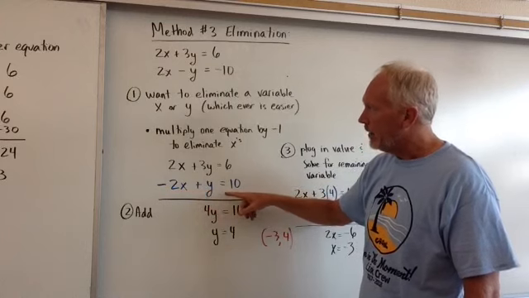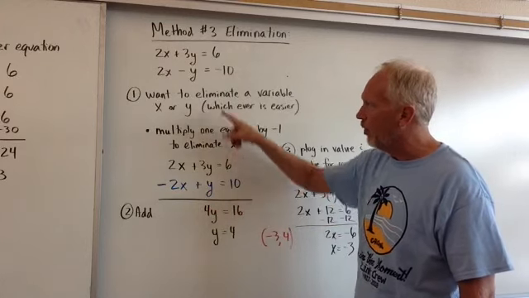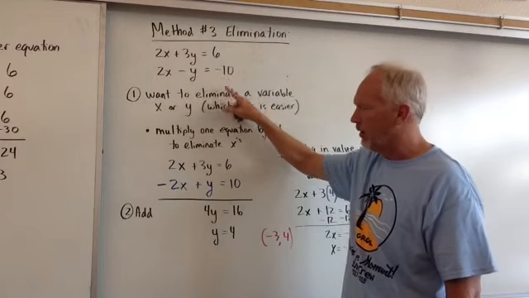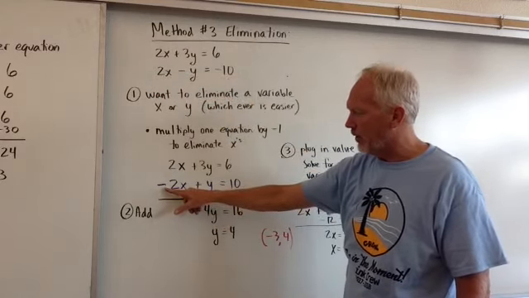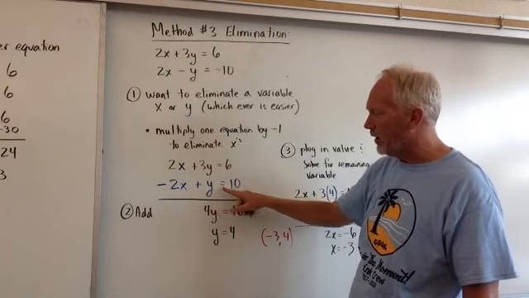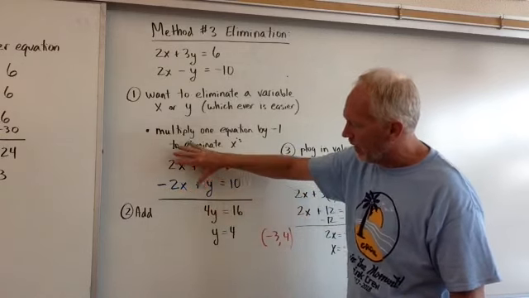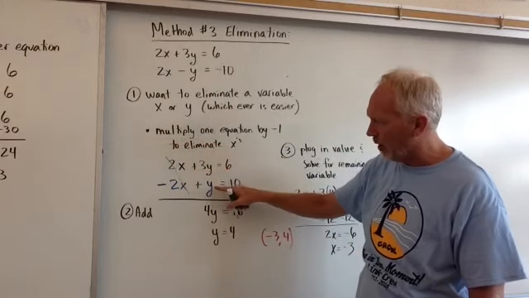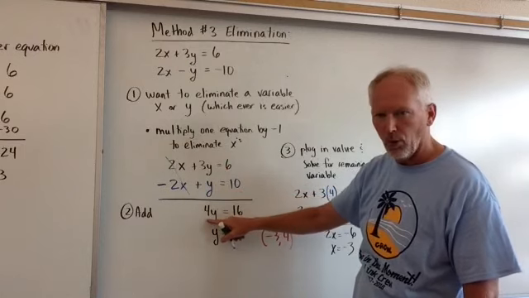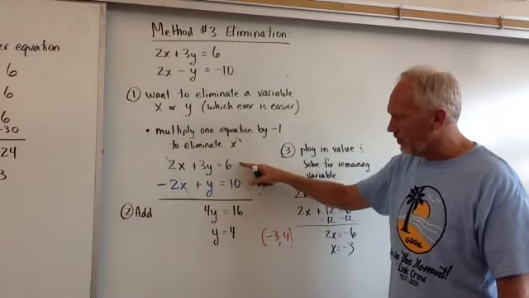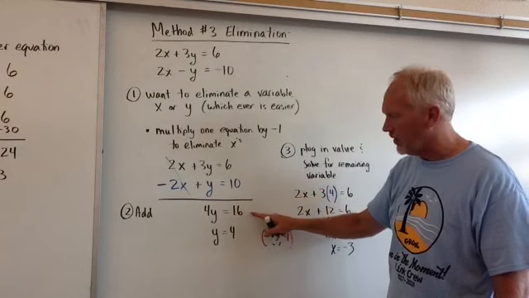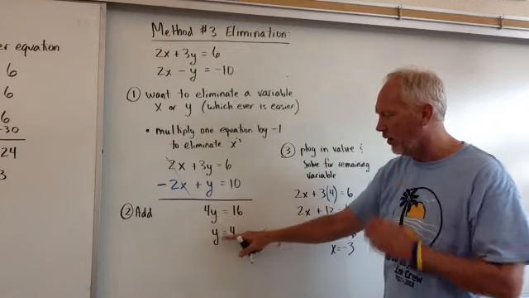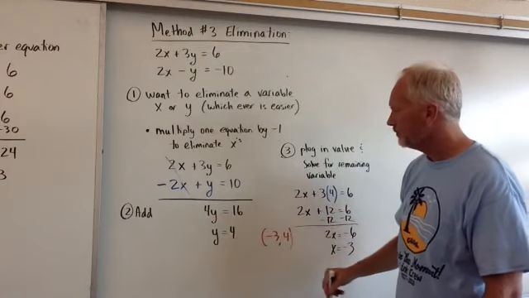I multiply everything by a negative 1 here. So this was 2x minus y equals negative 10. Well, now I've multiplied by negative 1, so we get negative 2x plus y equals positive 10. In this case, my x's will cancel, leaving me 3y plus y is 4y, equals 6 plus 10 is 16. So we get 4y is equal to 16. And after dividing by 4 on each side, we get y is equal to 4.